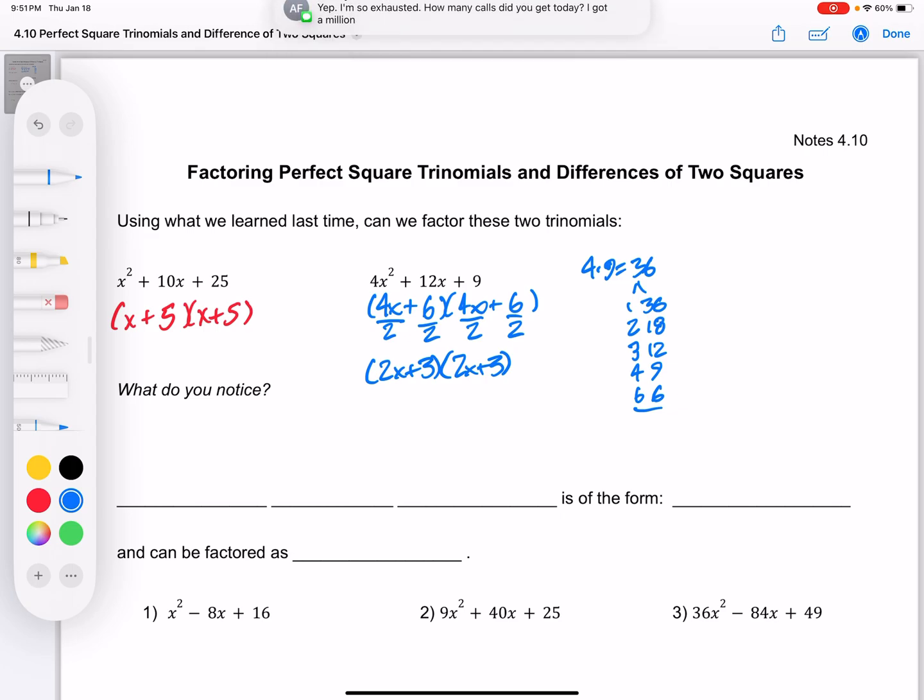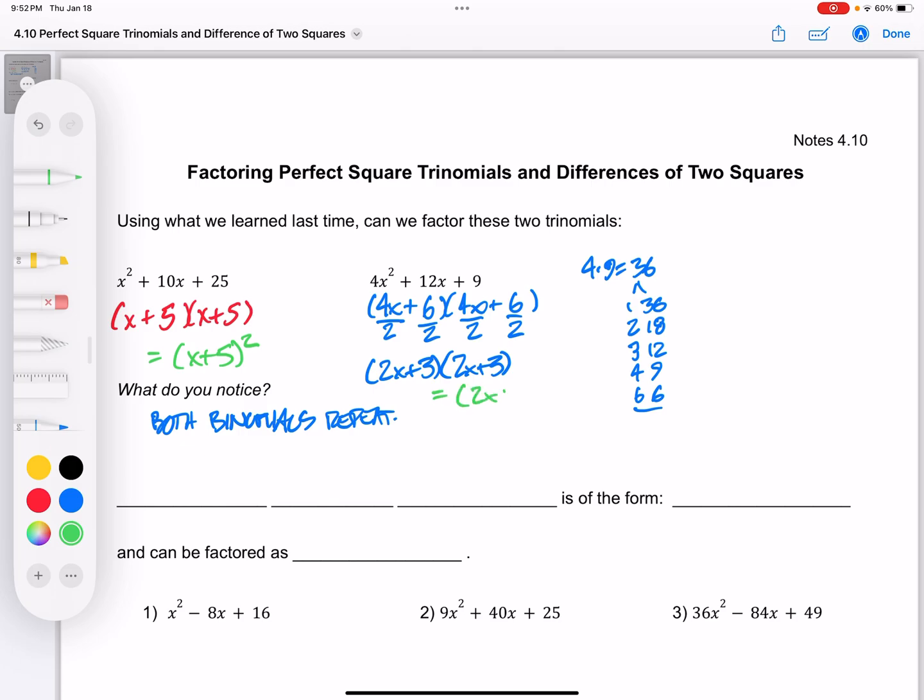What do you notice? Well, I noticed that both binomials repeat. All right. We might say that it's a binomial squared. We could say this one is equal to x plus 5 squared, and this one is equal to 2x plus 3 squared. So it's a binomial that's squared, and that's why it's called a perfect square trinomial.